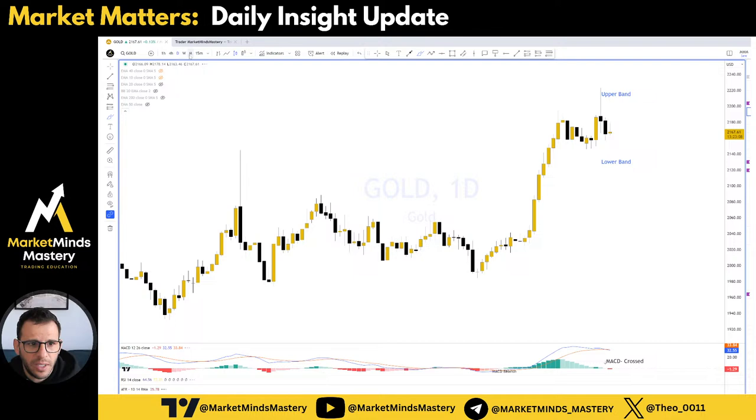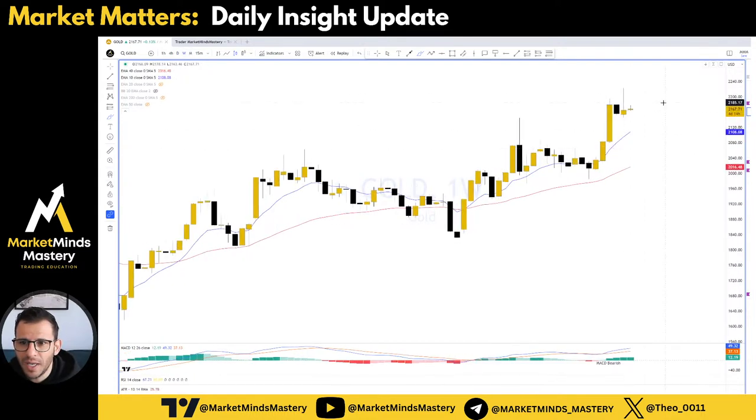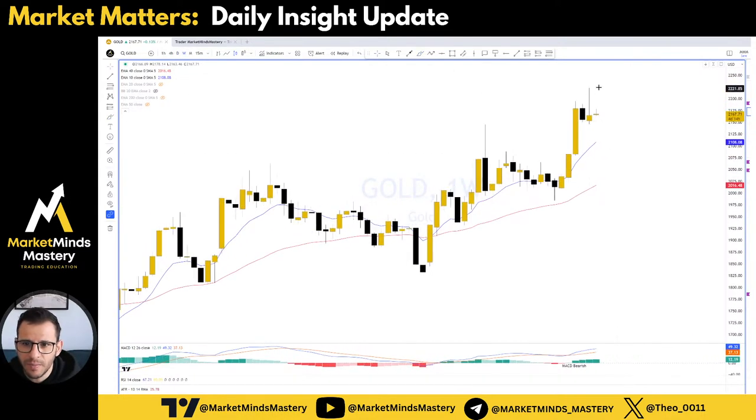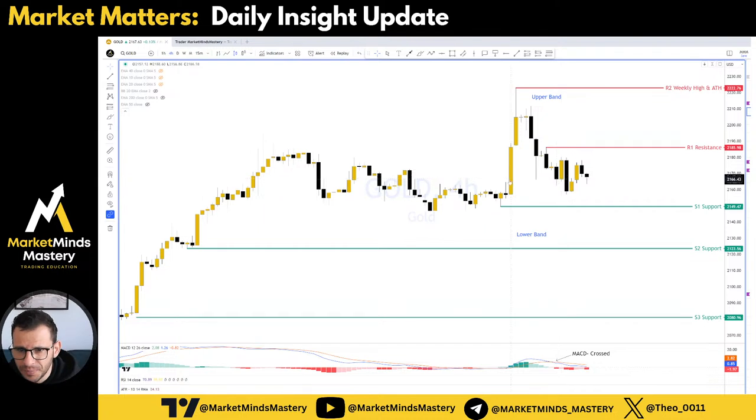Gold on the weekly time frame, the price again rejected with this long wick, rejecting the higher prices. On the 4-hour chart, it filled up all this unmitigated area here, and let's see what's going to happen now. There is resistance R1, there is support S1 here. Ideally for me, I want to see the price move and close away from this S1 support, so I will be looking to short it.